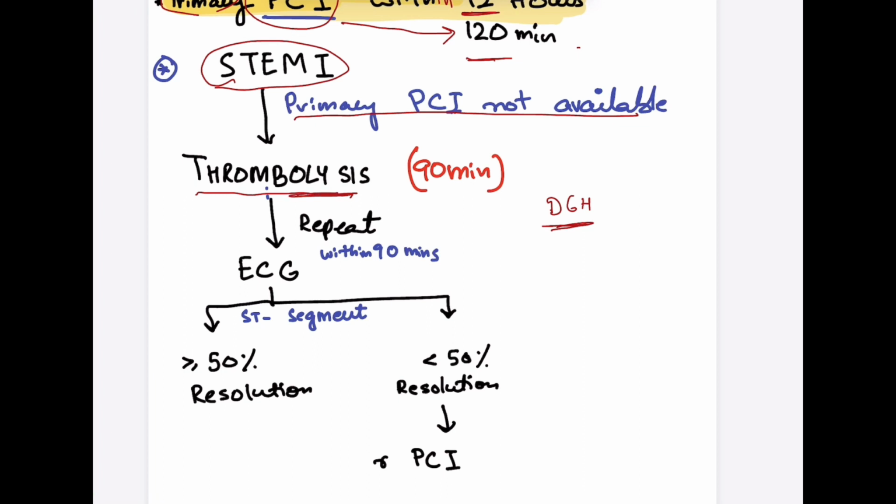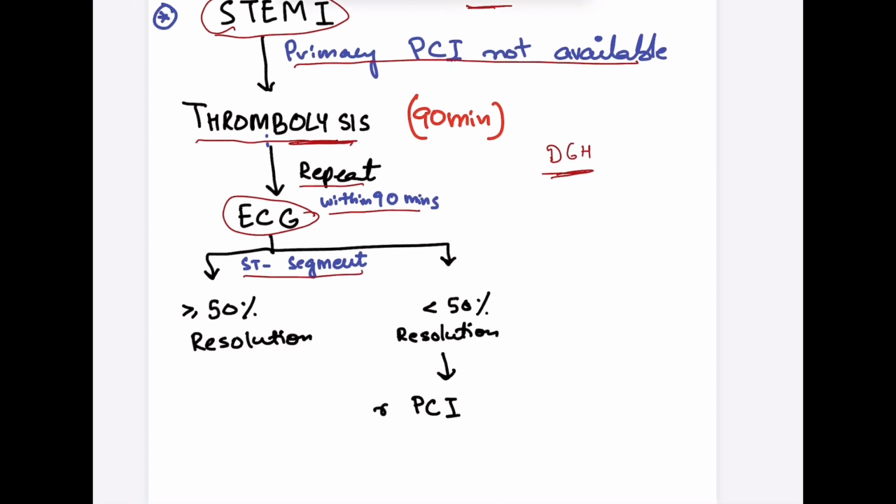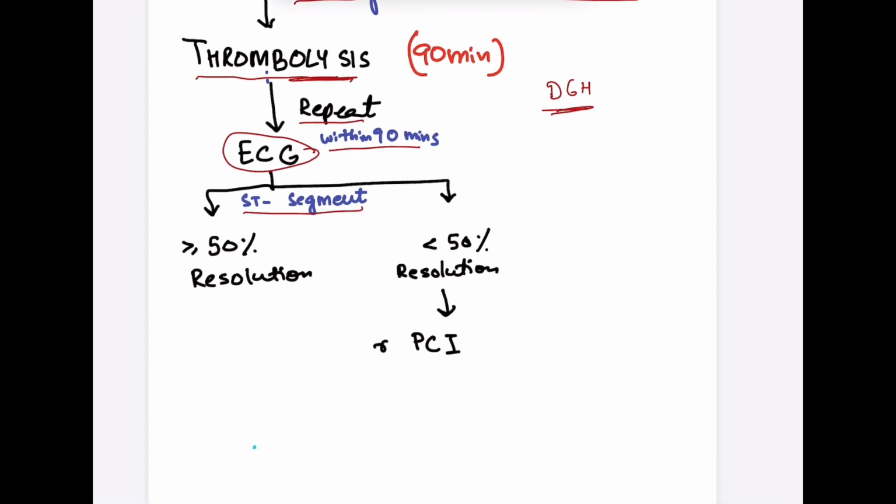After giving thrombolysis, repeat an ECG within 90 minutes and see ST segment elevation resolution. If it's less than 50% resolved, then you have to do a rescue PCI as soon as possible. But if it's more than 50% resolved, then still you have to go for the PCI, but the timeline is not given.